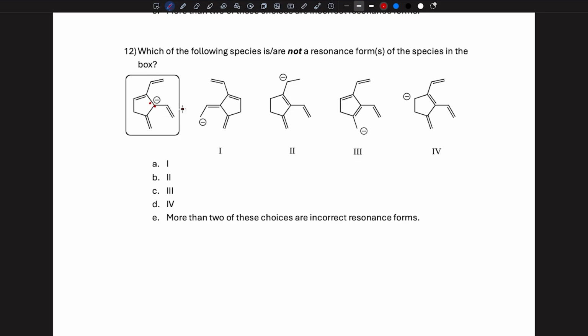And what we can do to form this structure is, if you look at it, kind of imagine it: none of these bonds actually move except for this lone pair. And so this lone pair will form a bond over here. And instead, this bond will pop off and form a lone pair on this terminal carbon. And that's what will form this negative charge on this ending carbon in the middle. And so that makes sense.